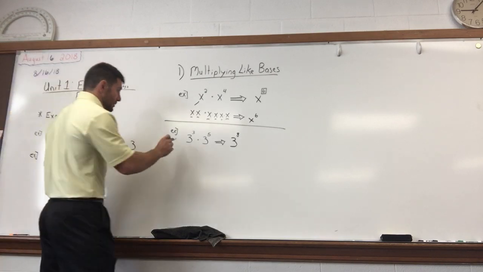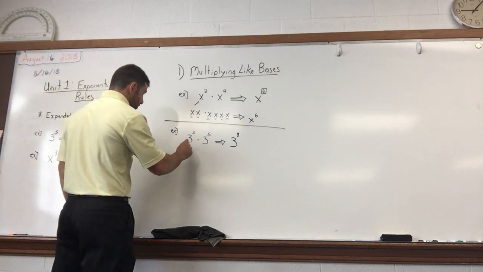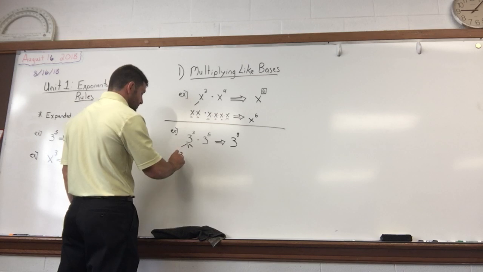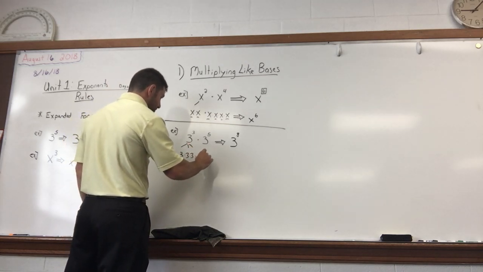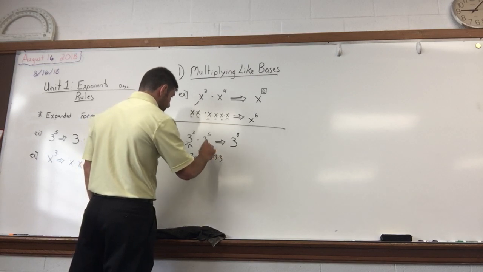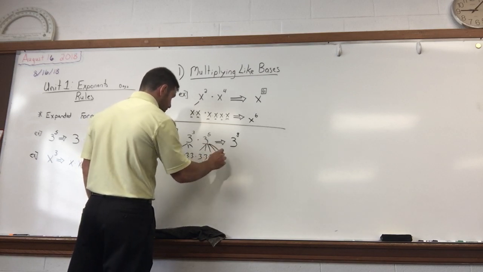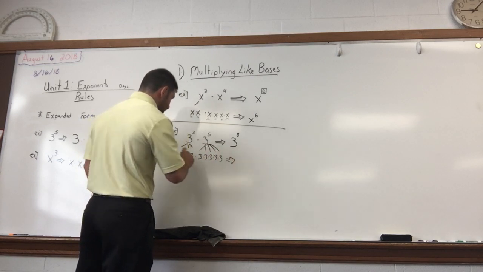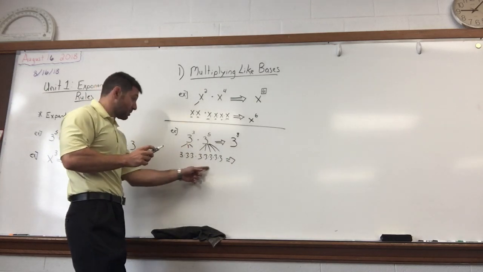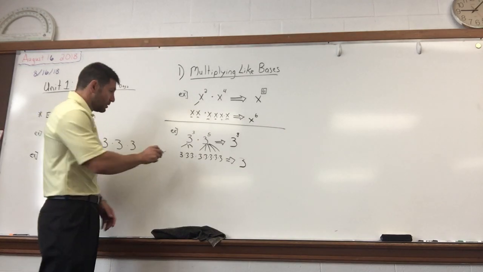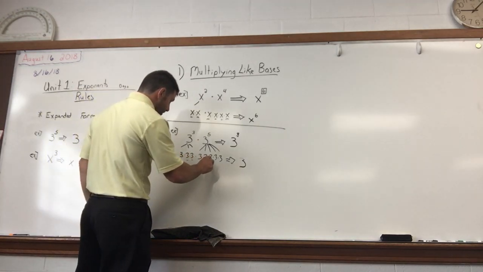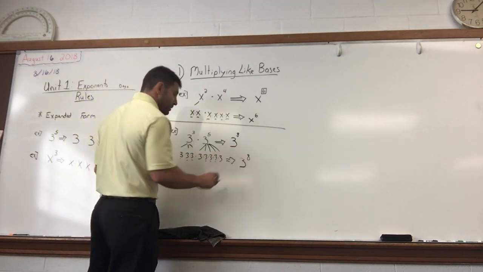I put it into expanded form. Put it into expanded form. What do you have? 3 times 3 times 3 times 3 times 3 times 3 times 3 times 3. And then you said, okay, well, they're all the same. The bases are all the same, so that's 3. How many are there? 1, 2, 3, 4, 5, 6, 7, 8. Huh.